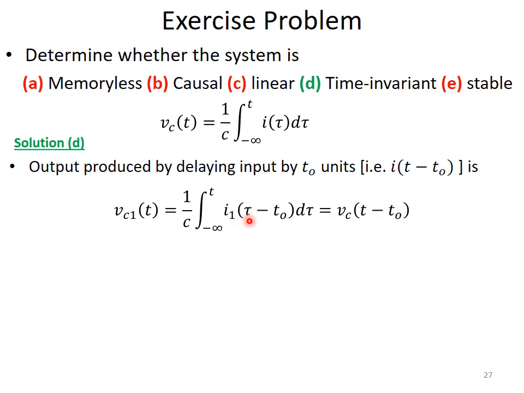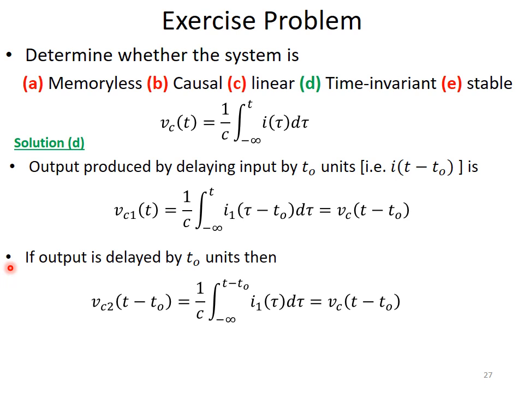When input is delayed by t naught units, output would also be delayed by t naught units. Similarly, when output is delayed by t naught units, it would produce the same result, right? Integral from minus infinity to t minus t naught. So tau here is basically t minus t naught. So either way the output produced is the same. Therefore we can say the system is time invariant.